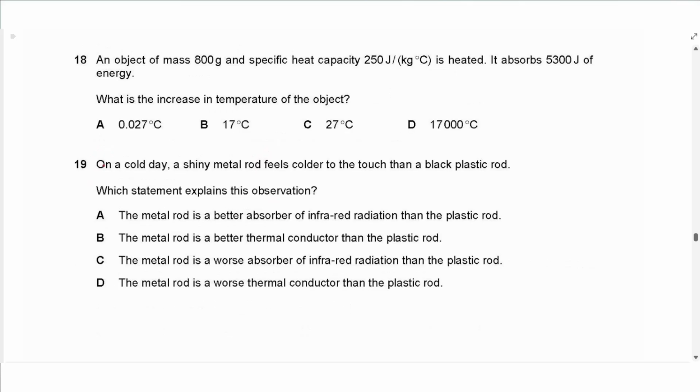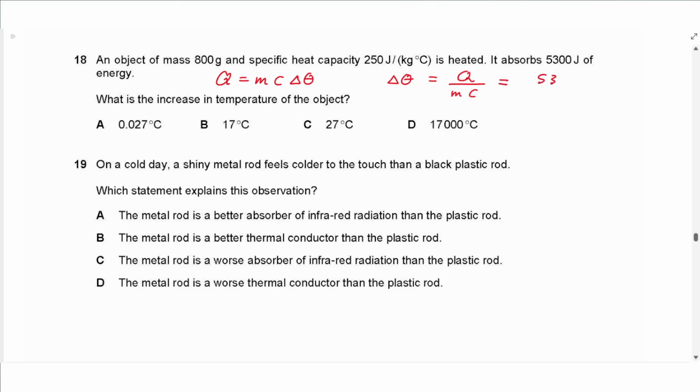Question 18 says an object of mass 800 grams and specific heat capacity 250 joules per kilogram degrees Celsius is heated. It absorbs 5,300 joules of energy. What is the increase in the temperature of the object? So we can use that the energy is equal to the mass times the specific heat capacity times change in temperature. So the change in temperature is equal to the energy divided by the mass and the specific heat capacity.